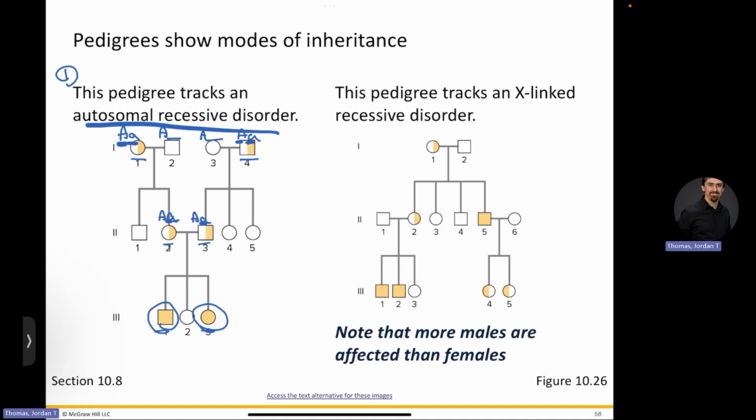Now, in the next pedigree, this pedigree tracks X-linked recessive disorders. So here we have the female, so we have big X A, big X little a. A carrier, again, is heterozygous. It has one good allele, one bad allele. And the male is big X A, Y.